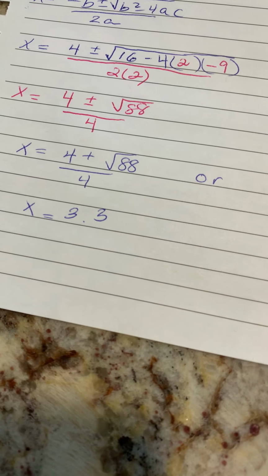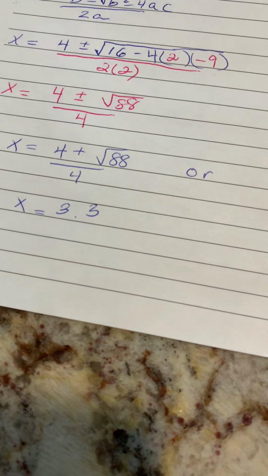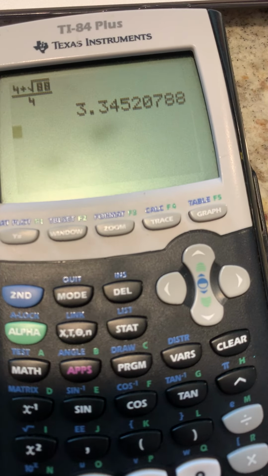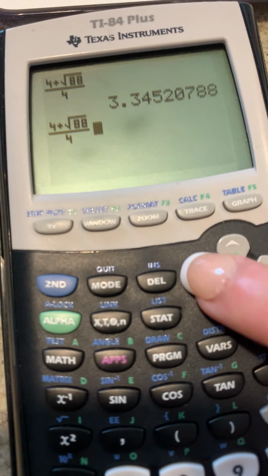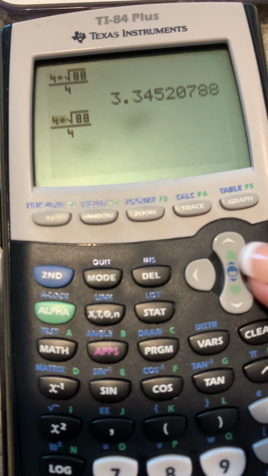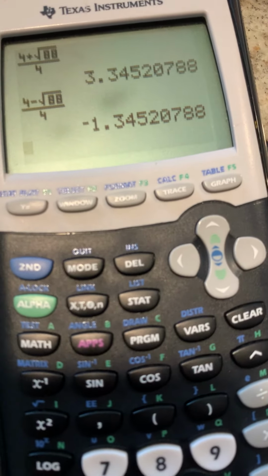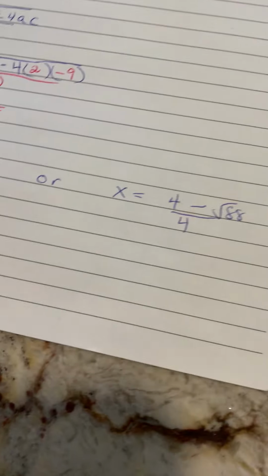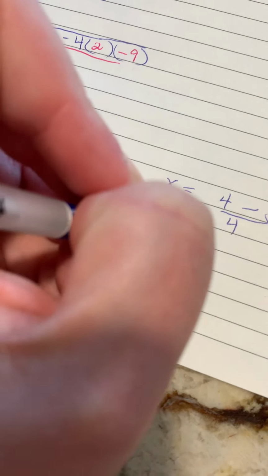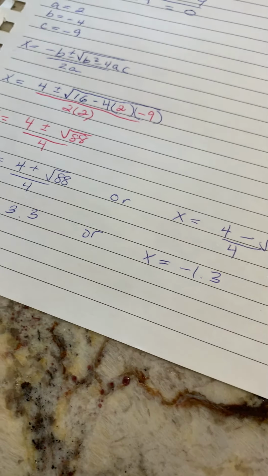Or I have to now look at my other one and plug that into the calculator and see what I'm getting there. I can retype it by going to alpha y equals, or I can just go up, because then I can just change this to a minus, since that's really the only difference between the two. It's just the minus sign in between. I'll change that to a minus and I'll get a different answer. This answer is negative 1.34, so that's approximately negative 1.3. That would be my other solution. Those are my two answers when they're asking for approximate.